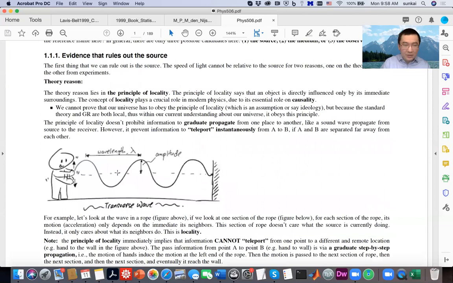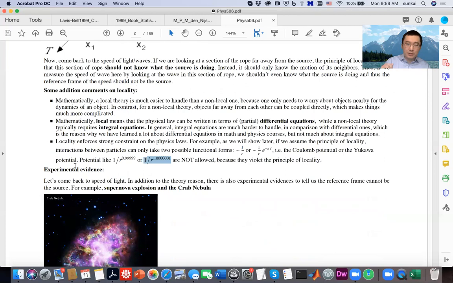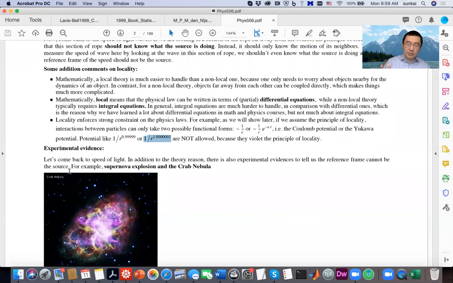The principle of locality tells you that if you are measuring the speed of light here, the source doesn't matter, the motion of the source doesn't matter. So from the principle of locality, the source cannot be the reference frame for the speed of light. Of course, this is just a theoretical argument. It sounds fancy, but it cannot be trusted unless it is experimentally confirmed. We also need experimental evidence to rule out the possibility of the light source being the reference frame of the speed of light.